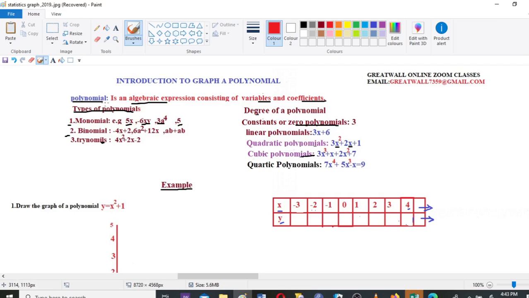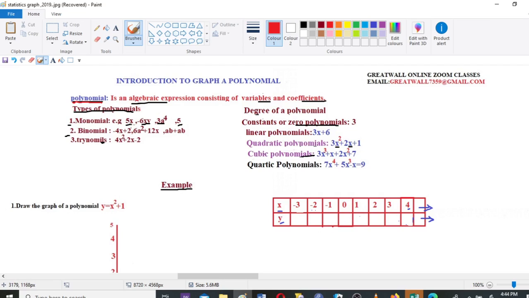It is very important to know the definition of what you are doing, and so here we have a definition of polynomials. The definition is that the polynomial you hear about, or that you see, is nothing but an algebraic expression which consists of variables and coefficients. For that we have types of polynomials, and the types of polynomials involve what we call monomials.